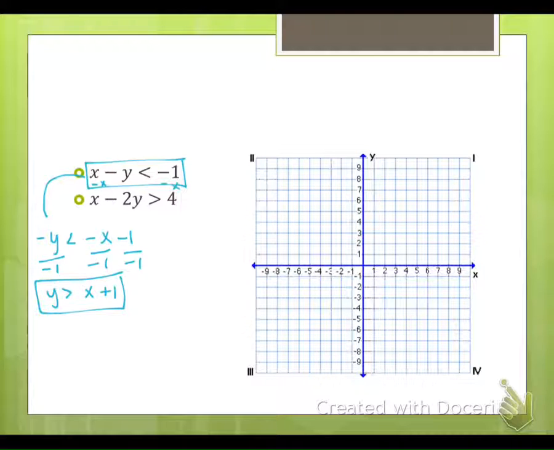Okay, so we graph that. Alex, will my line be dashed or solid? It will be dashed. Very good.